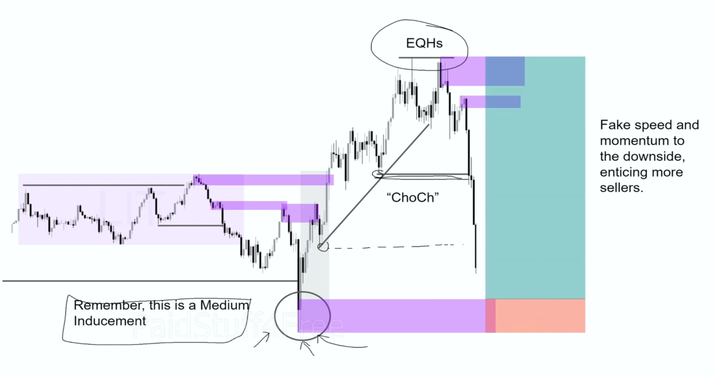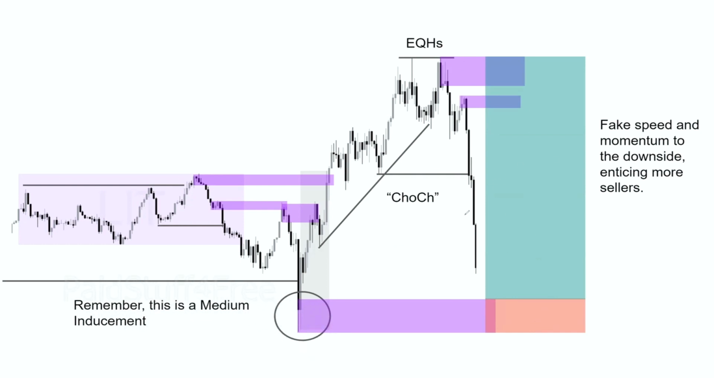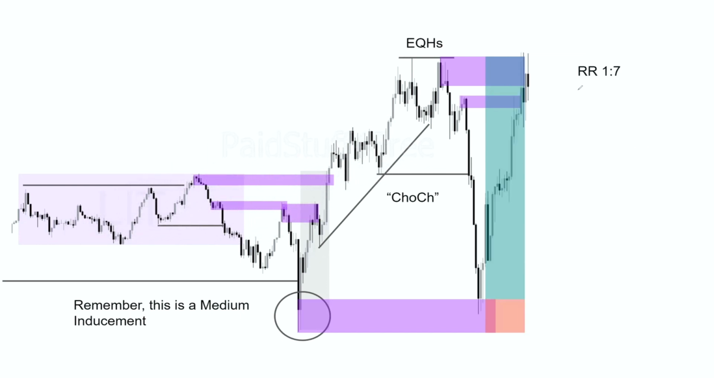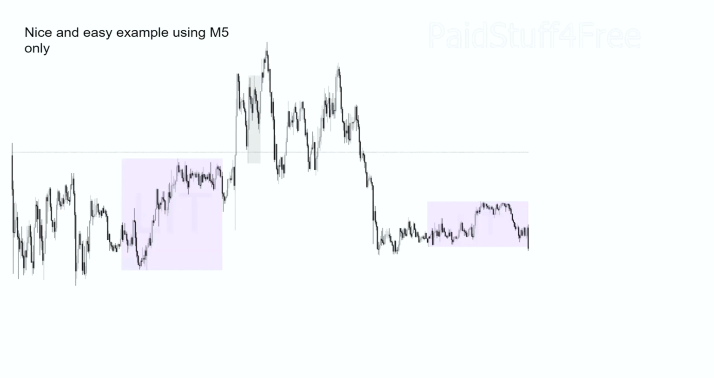So we obviously give the fake momentum. Oh, look, it's going that way, it's going that way. Everyone's like, oh, sells, sells, sells. Boom, smoked. Total RR, 1-7. That was a nice and easy one. For this next one, let's actually stick to the M5 only. That's going to be the plan.